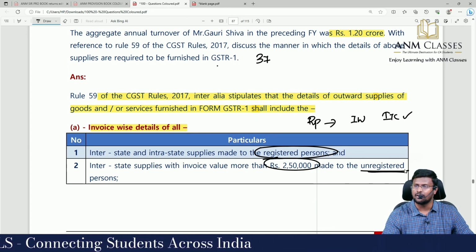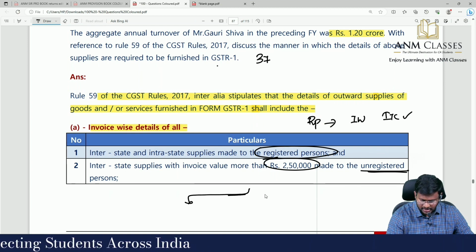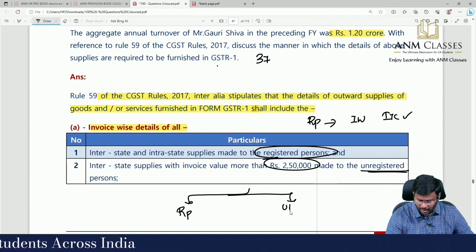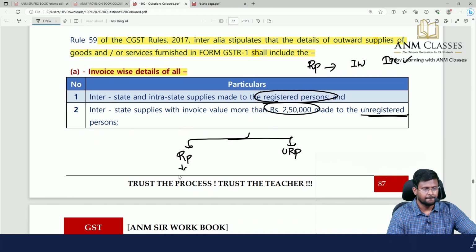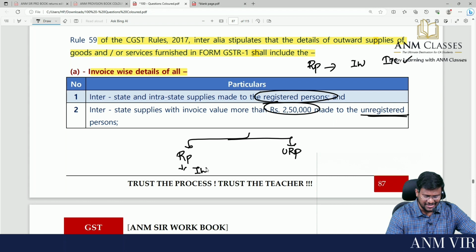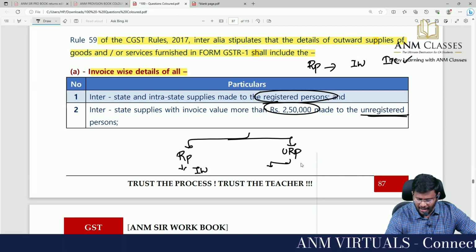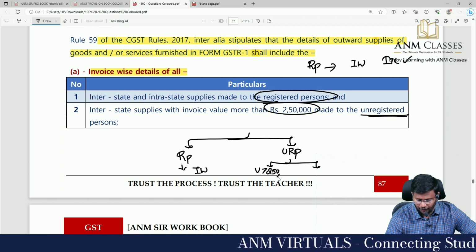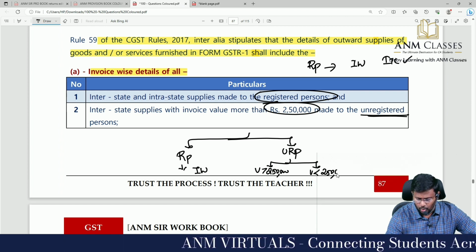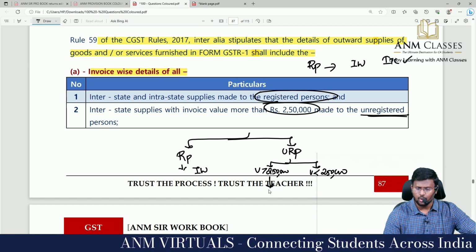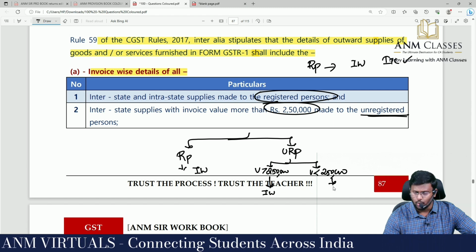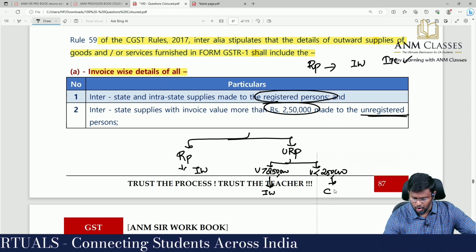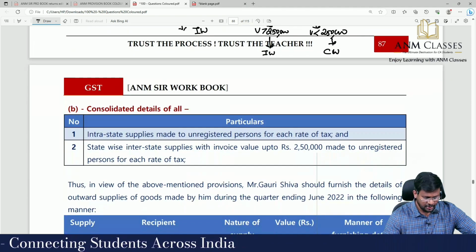Made to what person? So sir, your supply can be to what person? Invoice wise, for what person, sir? Value more than 2,50,000, value less than 2,50,000. Value more than 2,50,000, invoice wise. Value less than 2,50,000, consolidated wise. Are you really with me?